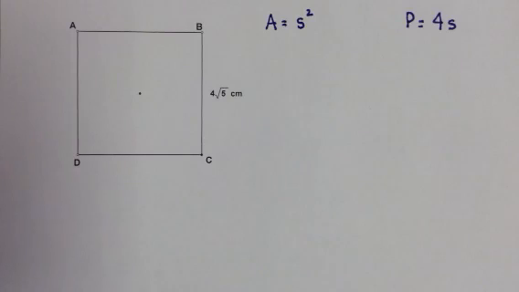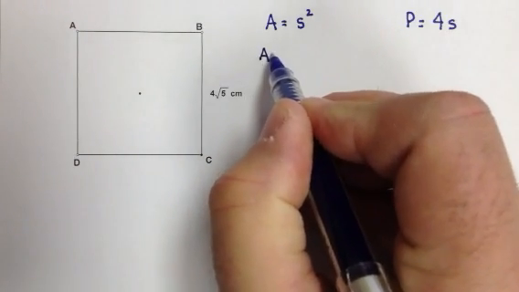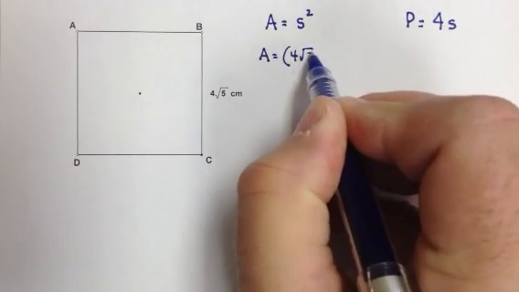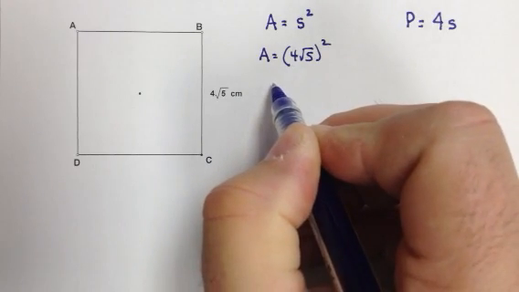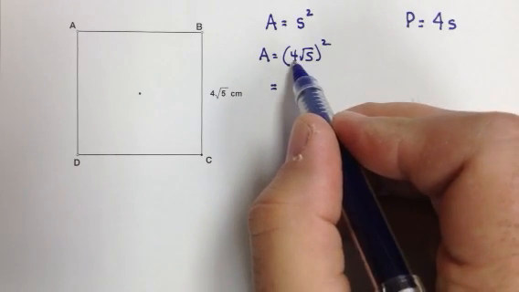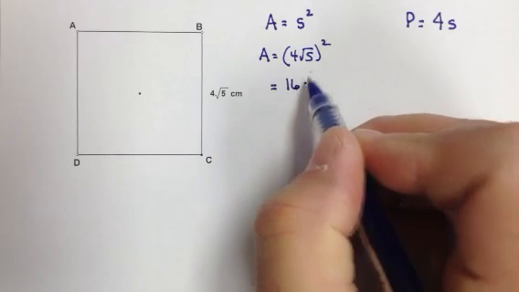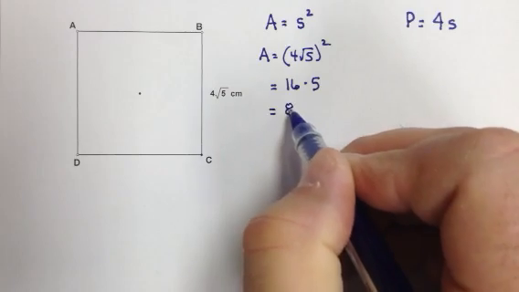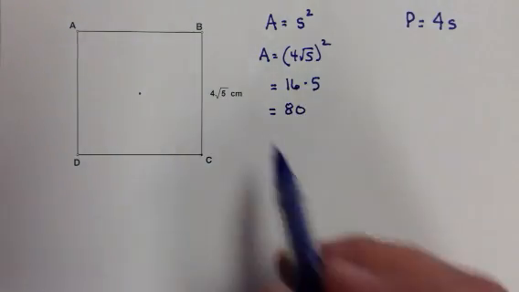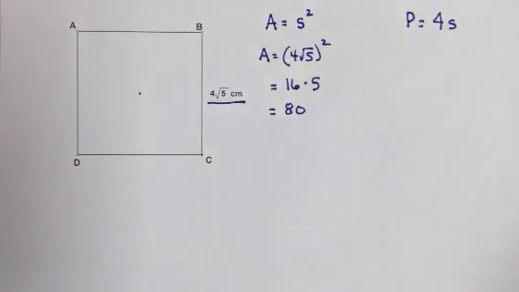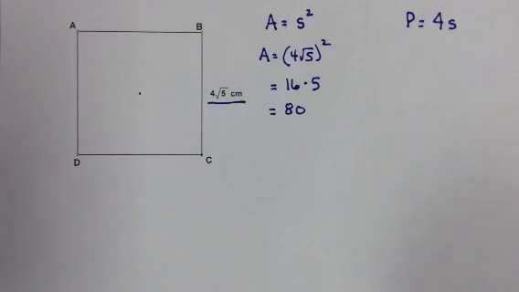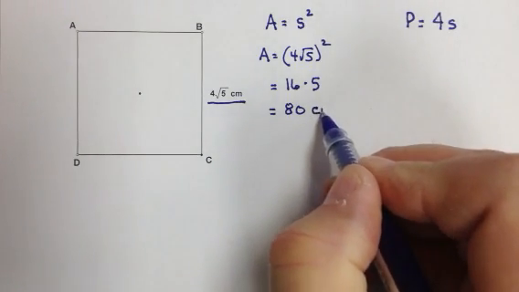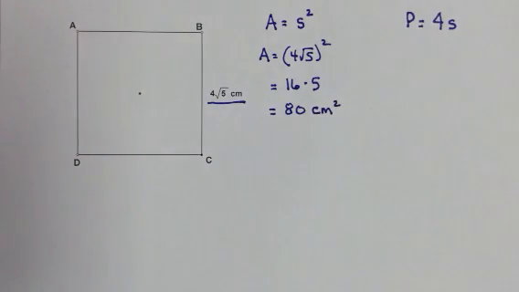Okay, so the area for a square with a side length of 4 radical 5 centimeters would be 4 radical 5 quantity squared. So that would be 4 squared, which is 16, times radical 5 squared, which is 5. And 16 times 5 is 80. Since they gave me units, since they gave me centimeters, I want to make sure that I express my answer in square centimeters.